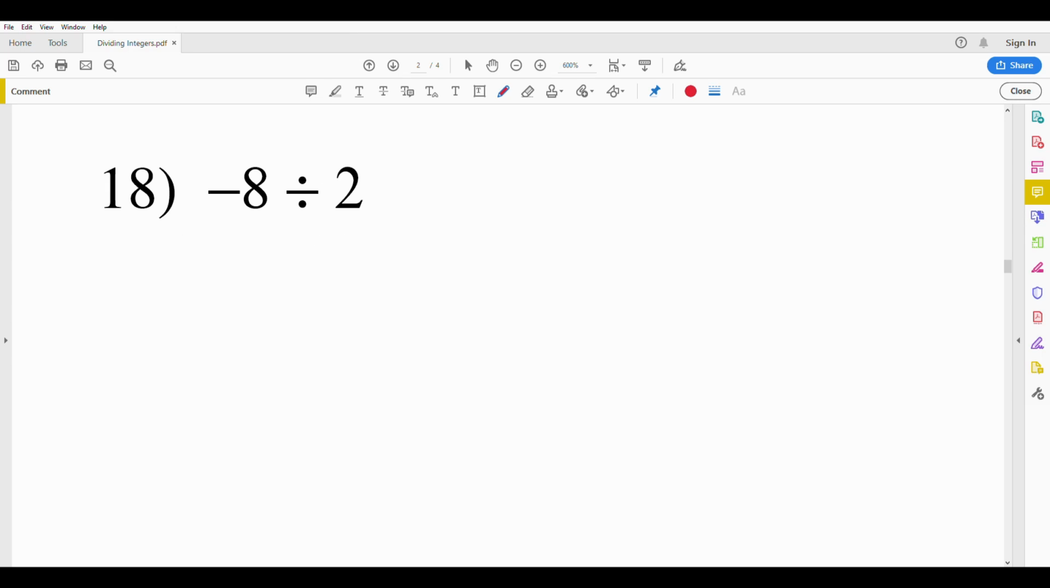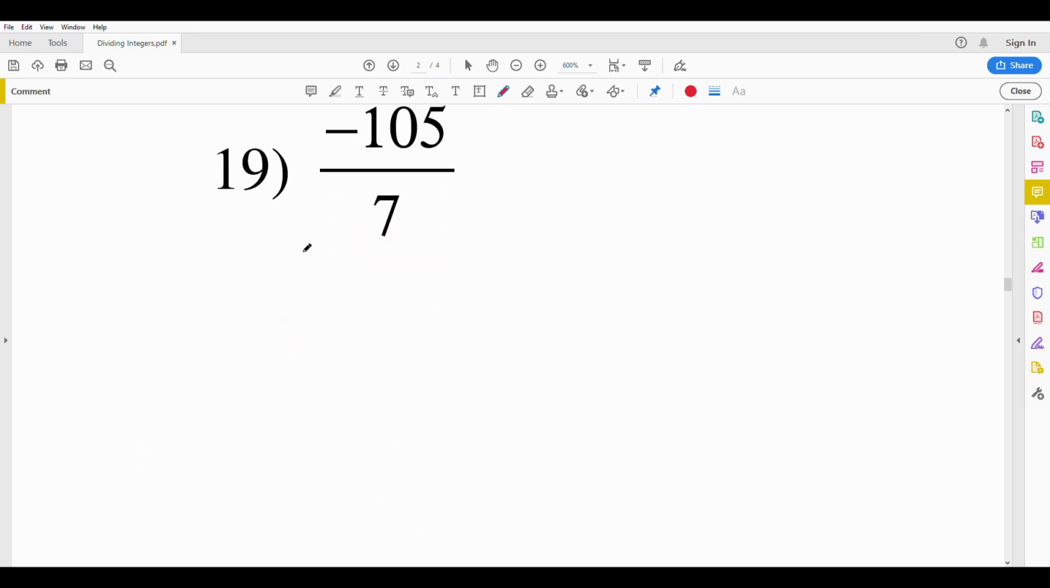In number 18, this looks very similar to a previous problem. Negative 8 divided by 2. I believe before we had 8 divided by negative 2. But remember, negative divided by a positive or positive divided by a negative, as long as the signs are different, the quotient will be negative. So 8 divided by 2 is 4, and that's going to be a negative 4. Negative 4 is our solution in number 18.